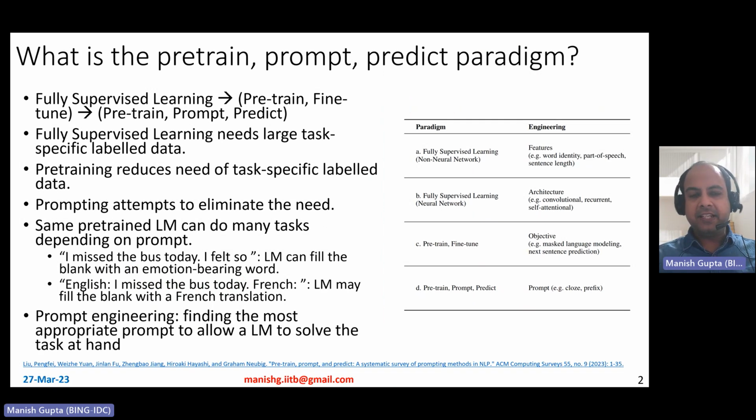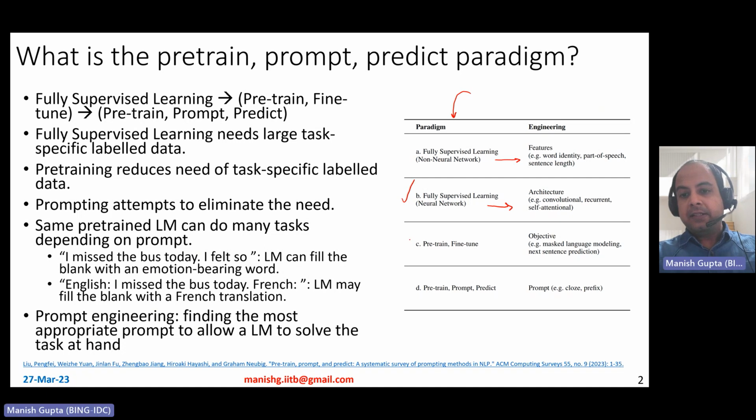Well, if you think about it, the way deep learning for NLP has progressed, there are these four interesting paradigms. Fully supervised learning in a non-neural network manner, which is what I also like to call traditional machine learning. Here, the primary thing was to engineer features, come up with better features like part of speech tags or sentence length and so on, and therefore improve your classification accuracy. Right? Then came in neural network based fully supervised learning, where the idea is to engineer architectures, try to figure out what architecture is most suitable for my task.